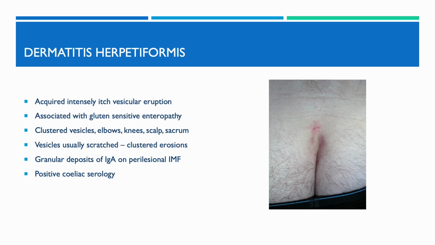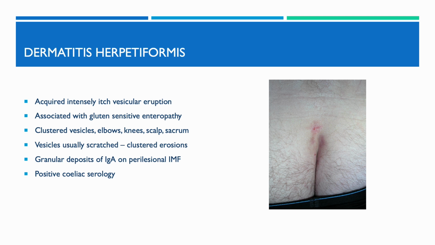Dermatitis herpetiformis is an interesting and fairly uncommon acquired vesicular eruption that is associated with gluten-sensitive enteropathy. It presents with herpetiform, that is, herpes simplex-like vesicles, which tend to occur on the elbows, knees, scalp and sacrum. And because these lesions are so itchy, they are very often scratched, so all you'll see are small clustered erosions. The hallmark of the condition is the finding of deposits of granular IgA on perilesional IMF. Individuals will also usually have positive celiac serology, but everyone will have some degree of gluten-sensitive enteropathy.